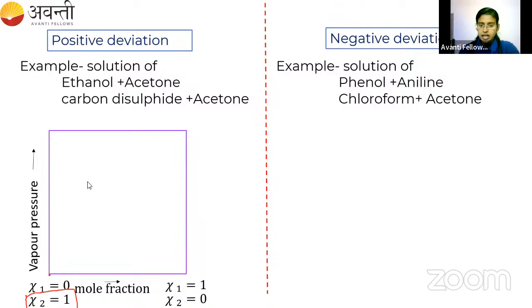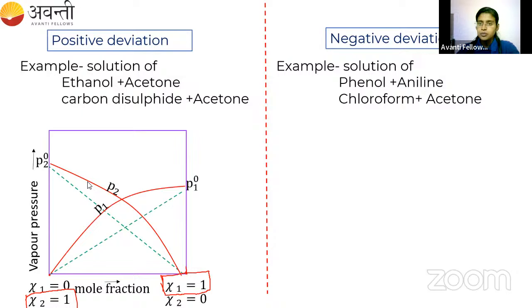And at this particular line, we have only the mole fraction of component 1. So in this first line, I will have only the pure component 2, which is P2 naught. And in this line, I will have only the pure component 1. If I connect P1 naught and P2 naught, I will get the total vapor pressure. I have discussed something like this yesterday, with this green dotted line.